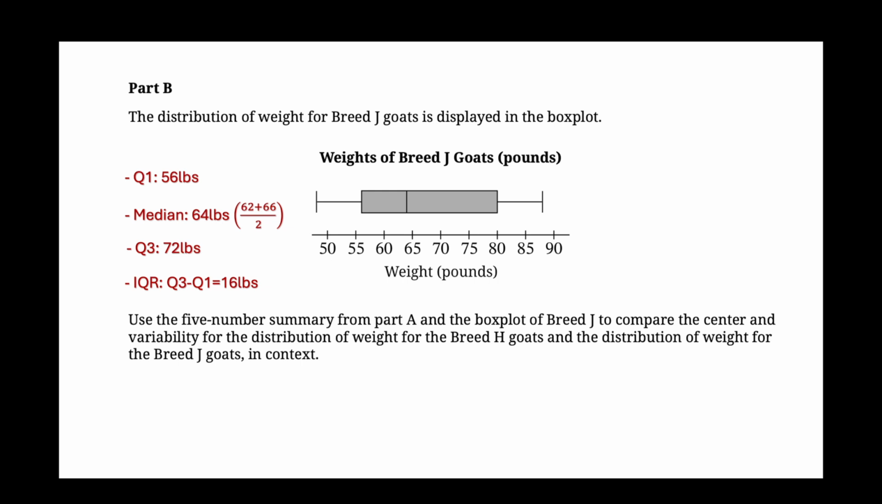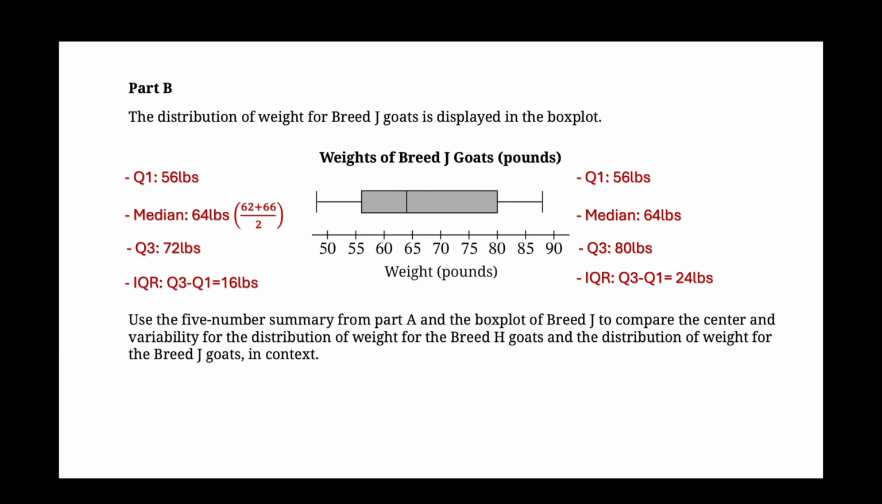Since we are only comparing the center and variability, I've only listed the Q1, median, Q3, and the IQR, which can be found by subtracting Q1 from Q3. In this case, it's 16 lbs. Now using the box plot, we can find Q1 for breed J, which is a little above 55, that's 56, and the median, which is the same as breed H goats, 64 lbs, and then the maximum, and the Q3 is 80 lbs. So the IQR is 80 minus 56, which is 24 lbs.